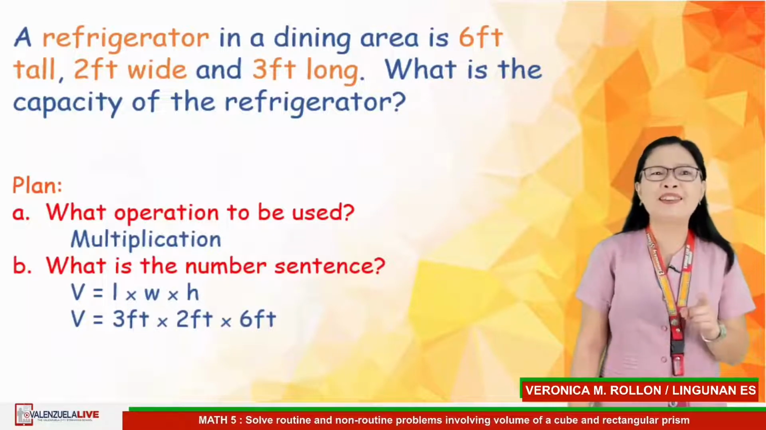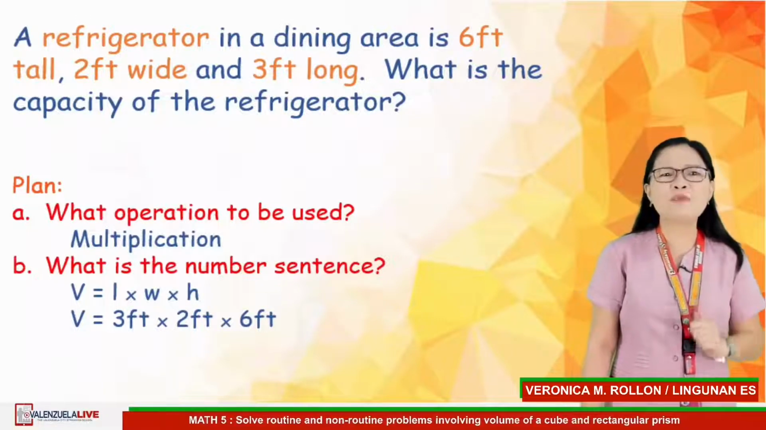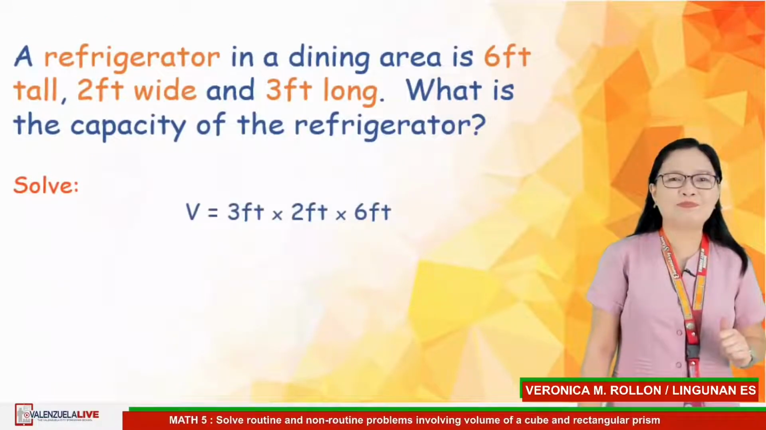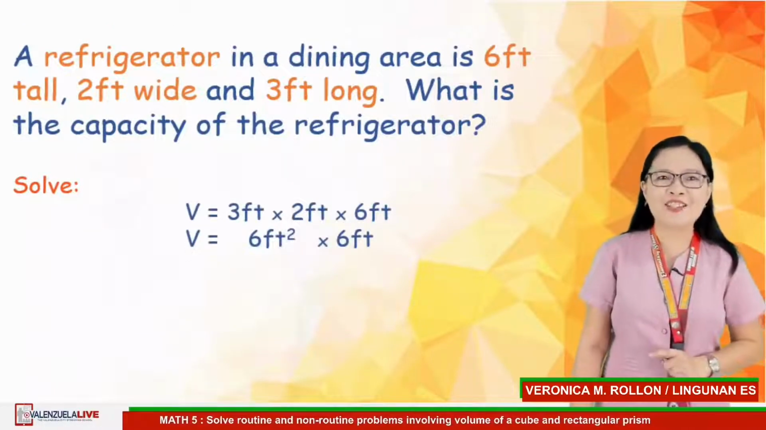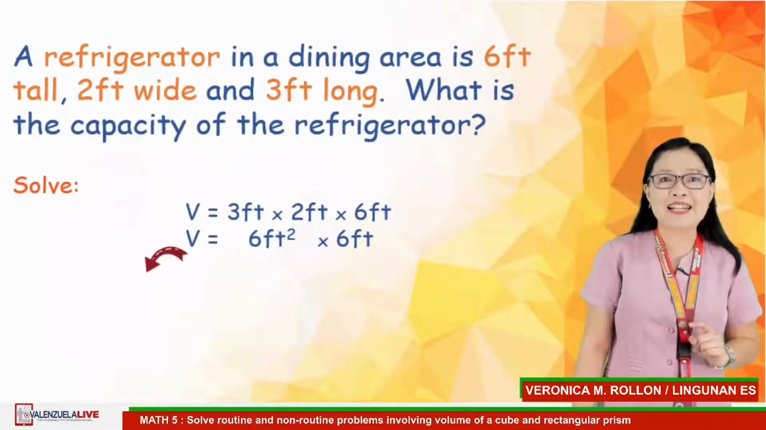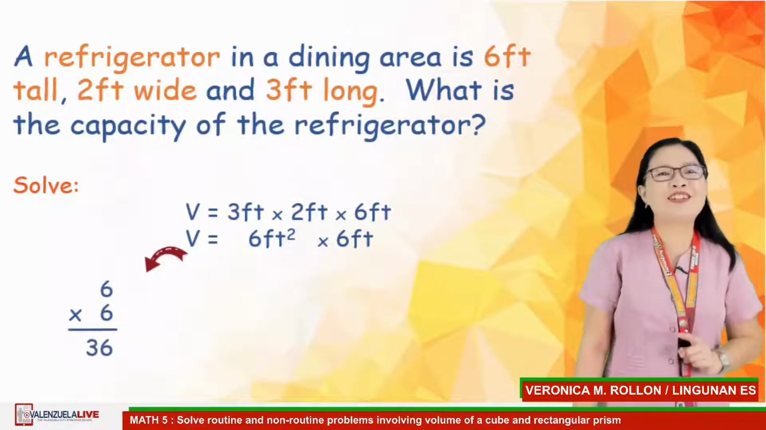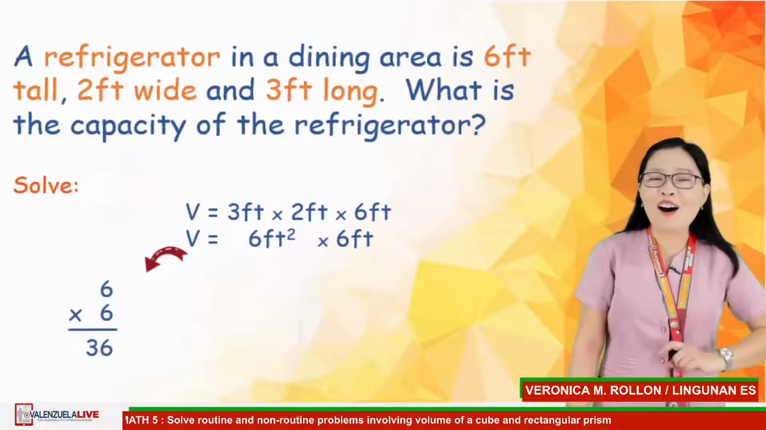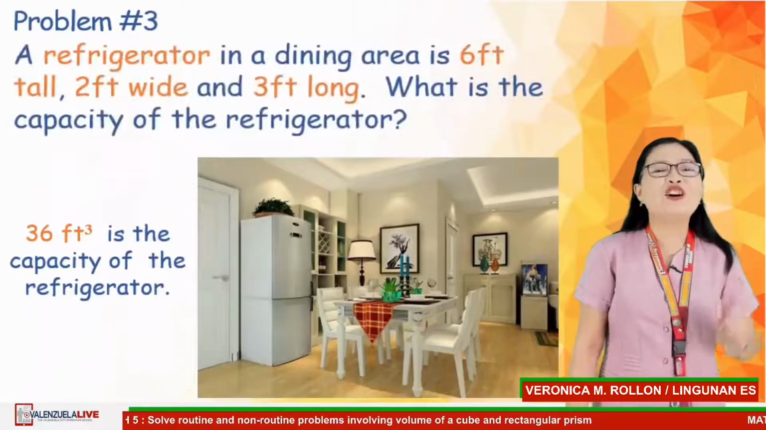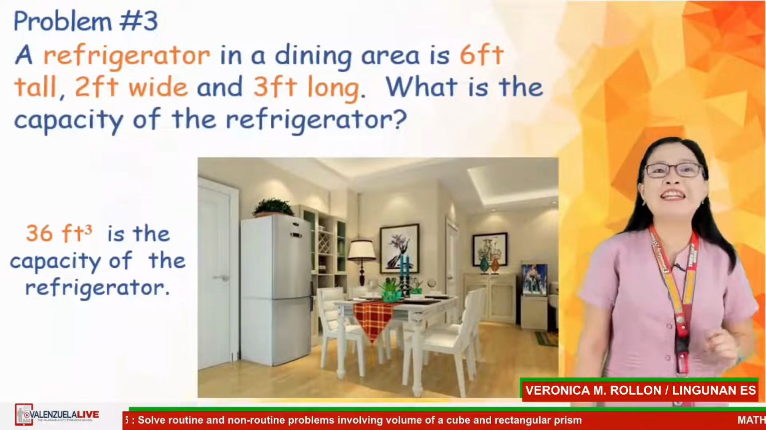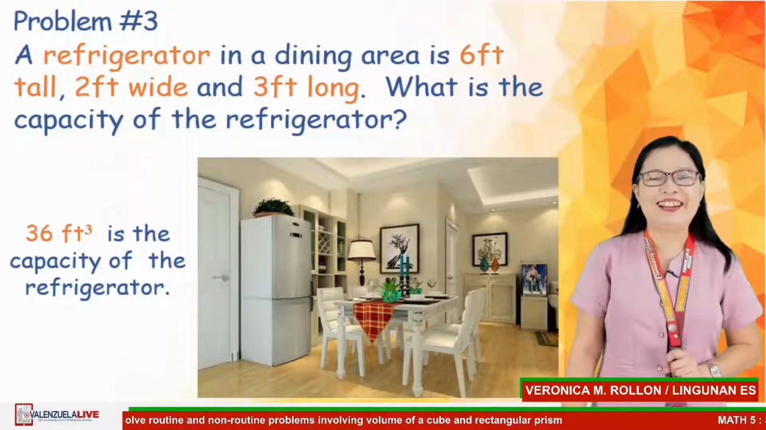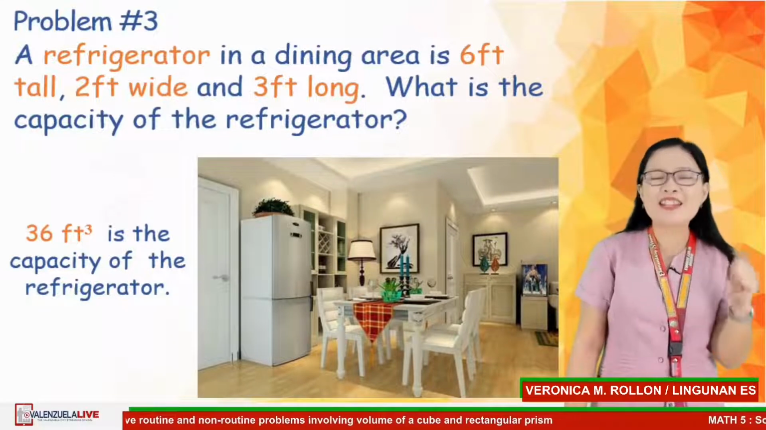Can you compute it? Let's try to compute this one. And let's solve. 3 times 2 is 6. Times 6 is 36. You're right. So, what is the capacity of the refrigerator? 36 cubic feet is the capacity of the refrigerator. Very good. Now, let's move on.